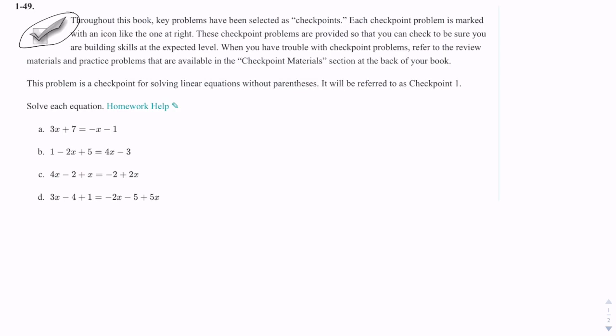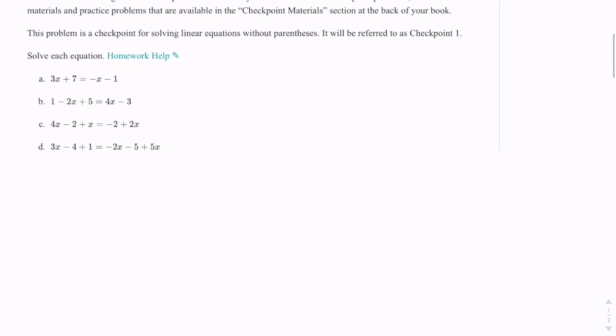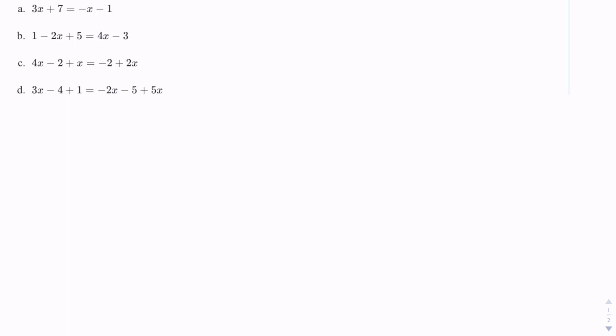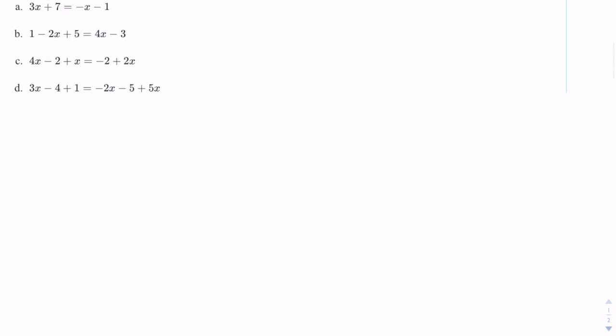So I'm going to just slide that whole explanation up, and I will start to solve these. So they want us to solve equations, right? So for A, I have 3x plus 7 equals negative x minus 1. And the goal is to get all the variables on one side, all the constants on the other. So I'll add x to both sides. And I get 3x and 1x is 4x plus 7 equals, they cancel, negative 1.